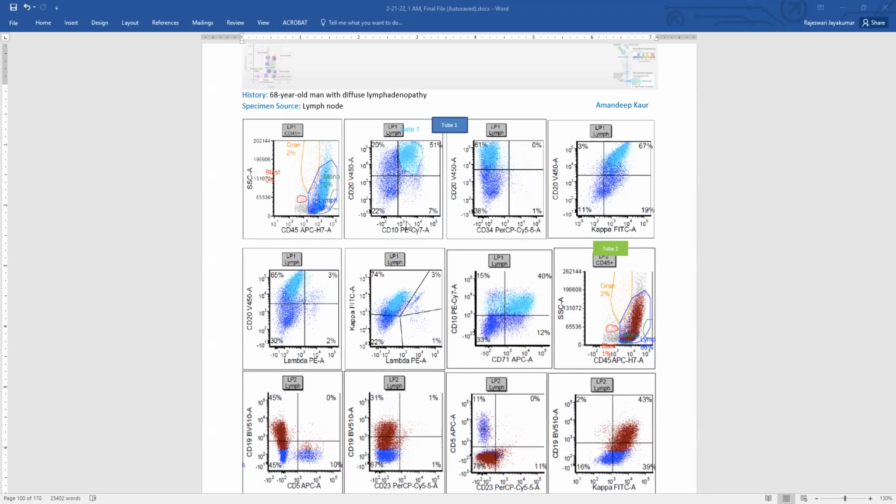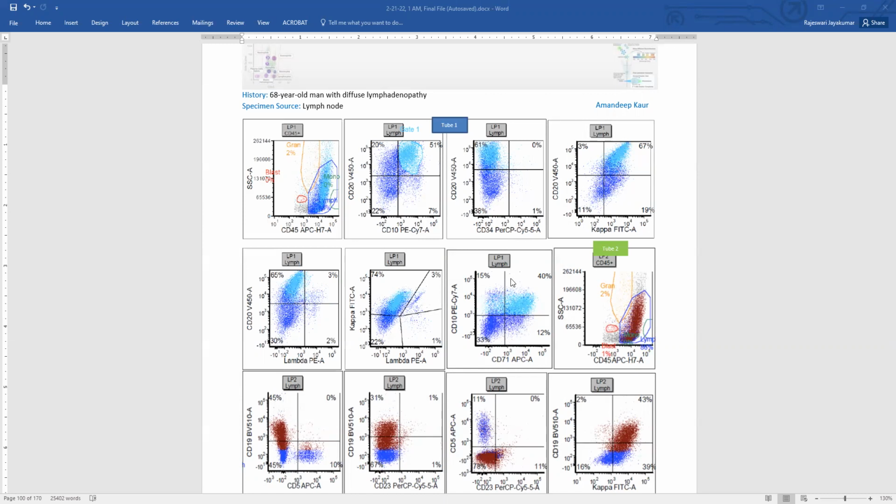In CD20 versus CD10, we see that the majority of the cells in the lymphocyte gate are B cells, and the majority of our B cells express CD10. So these are CD10 positive large B cells. And these are negative for CD34, so they don't express the immaturity marker CD34. They are expressing surface light chains, and they are expressing kappa. They're negative for lambda, so this is a kappa restricted CD10 positive large B cell population.